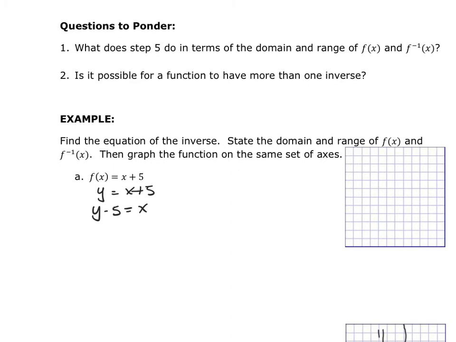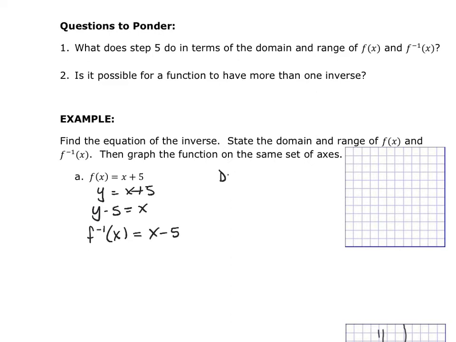So the first thing we do is replace f of x with y, and then we subtract 5 from both sides, and then we replace x with f inverse of x is equal to, and replace the y with x minus 5.